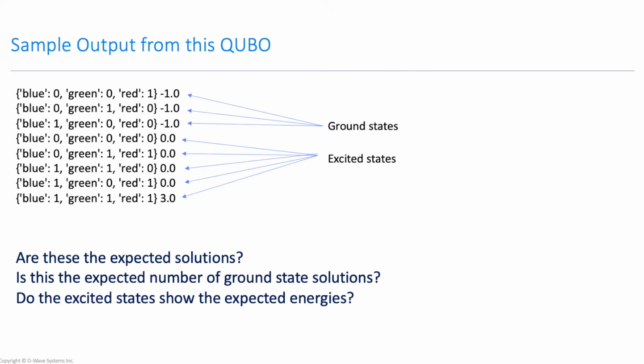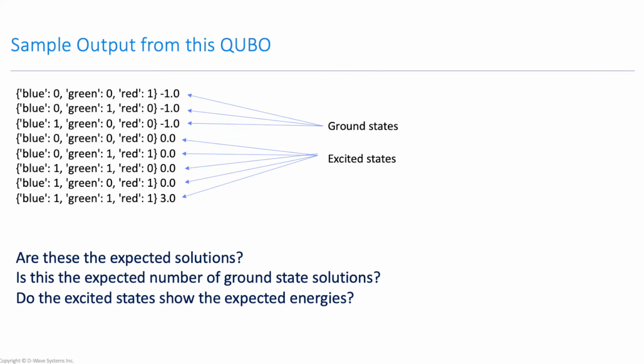Now, if I write a small Python program in the Ocean API and submit it over Leap, as we discussed during the last tutorial, I get output that looks like this. And let's hone in on that first row. Blue is 0, green is 0, and red equals 1. Is that a solution? Well, yes. We talked about wanting there to be just one of them turned on. And that's called the ground state solution.